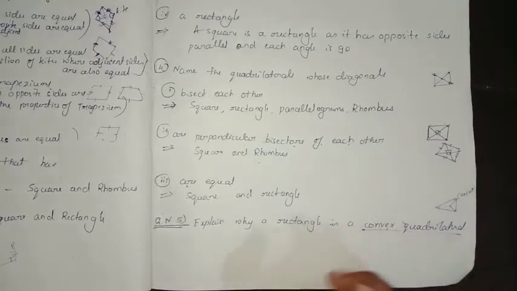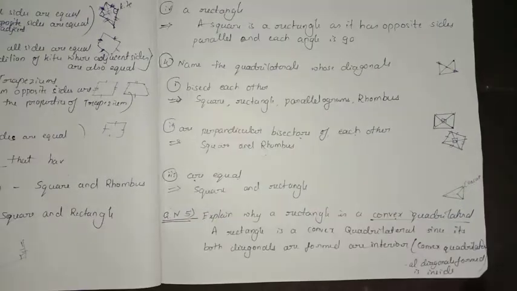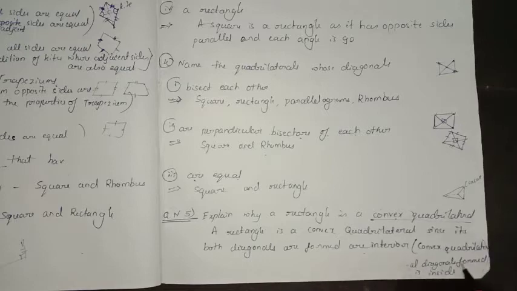Then next we will move towards our 6th question. So you can write: a rectangle is a convex quadrilateral since both its diagonals formed are interior. In a convex quadrilateral, the diagonals formed are inside. So this is about the 5th question. Let's move to the 6th one, which is the last question of this exercise and the quadrilateral unit.